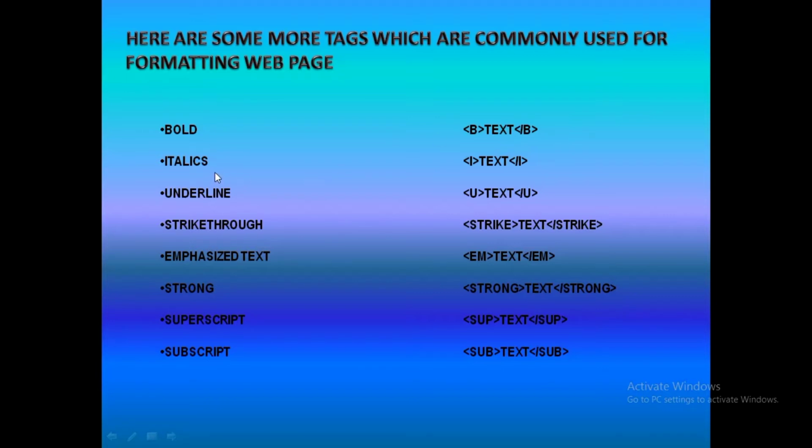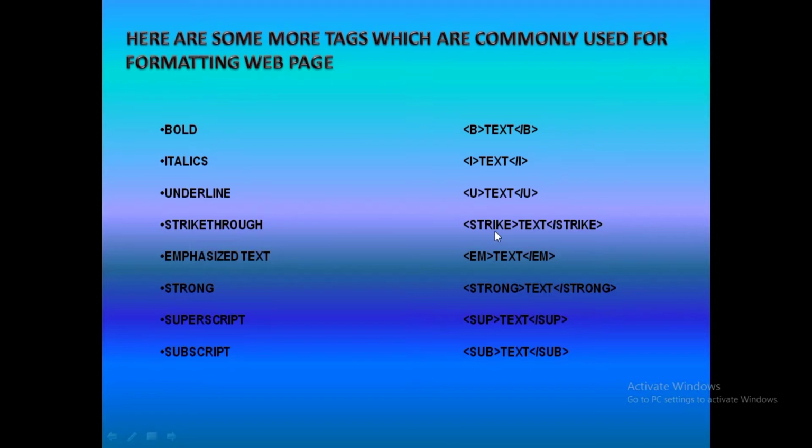Similarly, if we need to make text italic, we write the I tag. To underline a piece of text we write the U tag. Then strike through: sometimes we need to write a word and then cut it, meaning a line has to go through the whole piece of text. For that the strike through option is used, and this tag is written as strike.